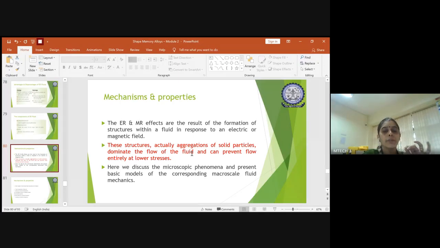Due to this dominance and restriction in the flow of the fluid, what does it help? It can prevent the flow entirely at lower stresses. So the flow of the fluid will be reduced. It reduces the amount of stress which could be induced in the fluid. Why? Because if you have just a fluid, suppose you speak about MR fluid, you have a normal fluid and you subject a pressure to it so that the fluid flows. If you don't have the particles in between, viscosity will not increase and there will be no barrier for the flow of the fluid, and hence the stress will be more.